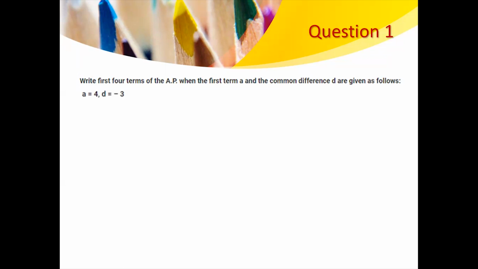So now let's take a few questions. First question. Write the first 4 terms of the AP whose first term and the common difference are given to us. The first term is a and the common difference is minus d. Now just let's recall. First term is a, next term is a plus d, then you have a plus 2d. So every time to my first term, I will add the common difference. So let's see the solution now.